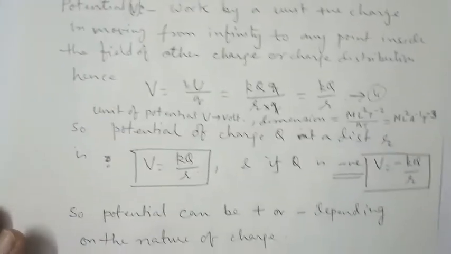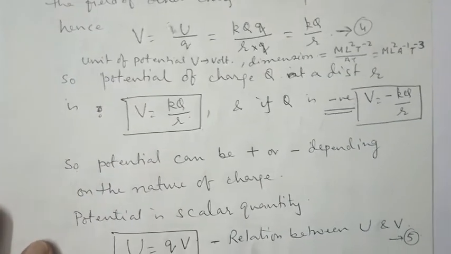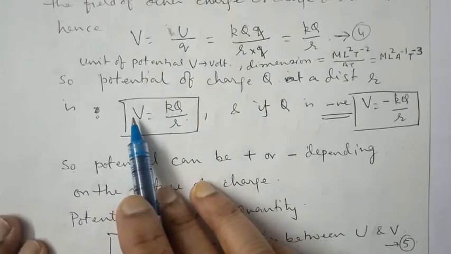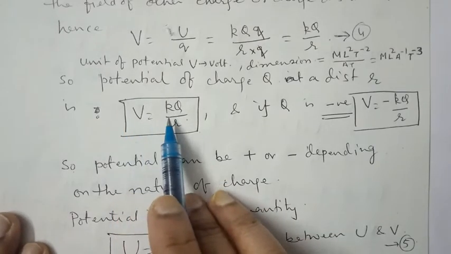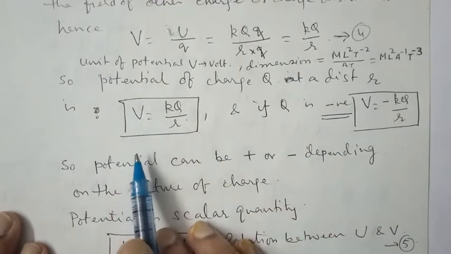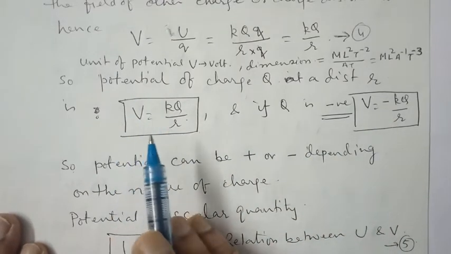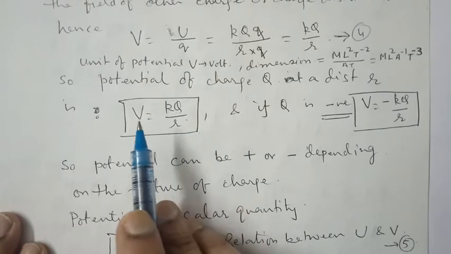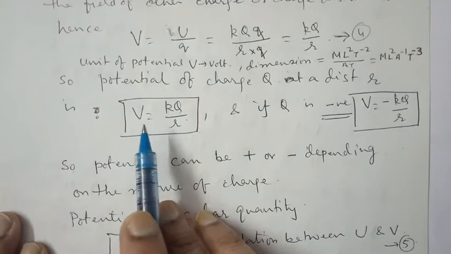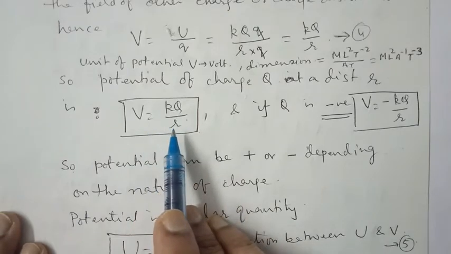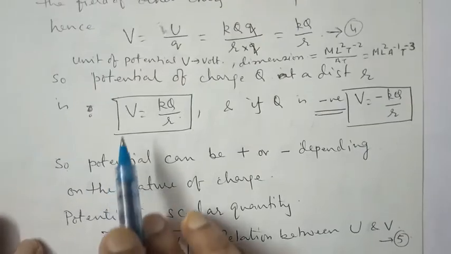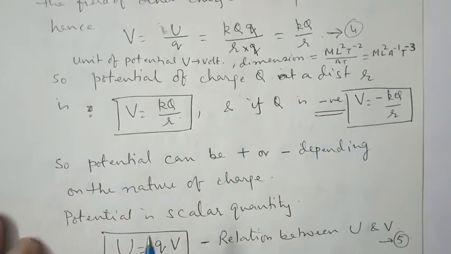So we can say, depending upon the sign on the charge, potential will also have either a positive value or a negative value. Potential is work done by unit charge. Work is a scalar quantity, charge is a scalar quantity. So potential is also a scalar quantity. It depends upon what is the charge and what is the distance in the present case. It can have positive, it can have negative values.